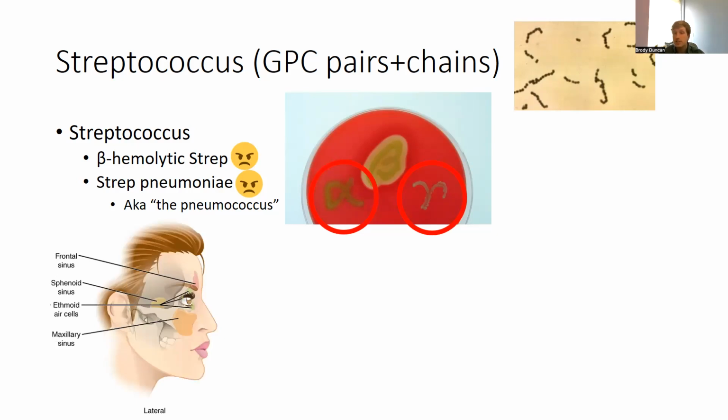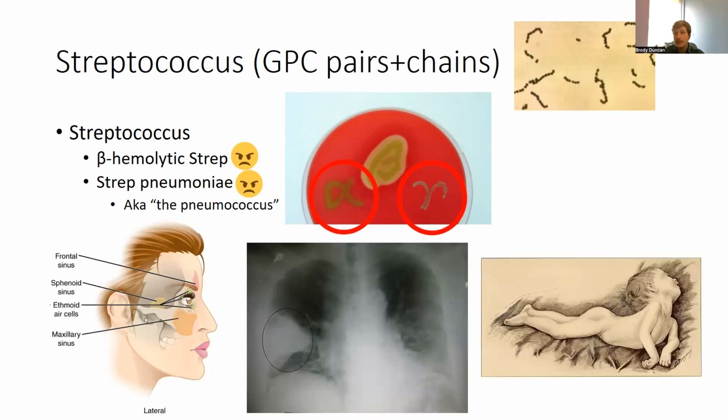A lot of people, especially children, do have strep pneumo in and on their bodies, common places in the face, like in the sinuses, in the mouth, in the throat. But it also causes very severe infections. So pneumonia is probably the most common one. Again, this is why it's called the pneumococcus, because it is the organism that probably causes the most bacterial community-acquired pneumonia. It also causes other life-threatening infections like meningitis.